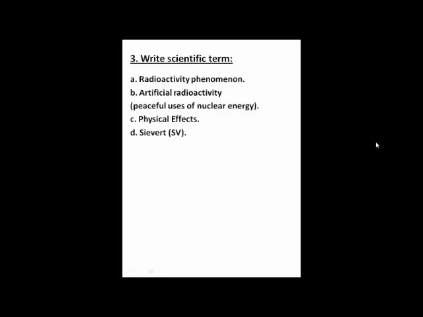Question B. The radiation and nuclear energy emitted during nuclear reactions that can be controlled and carried out at nuclear reactors: artificial radioactivity, peaceful uses of nuclear energy. C. The changes that take place to the living organism due to its exposure to radiations: physical effects. D. The measuring unit of the absorbed radiation is called sievert.